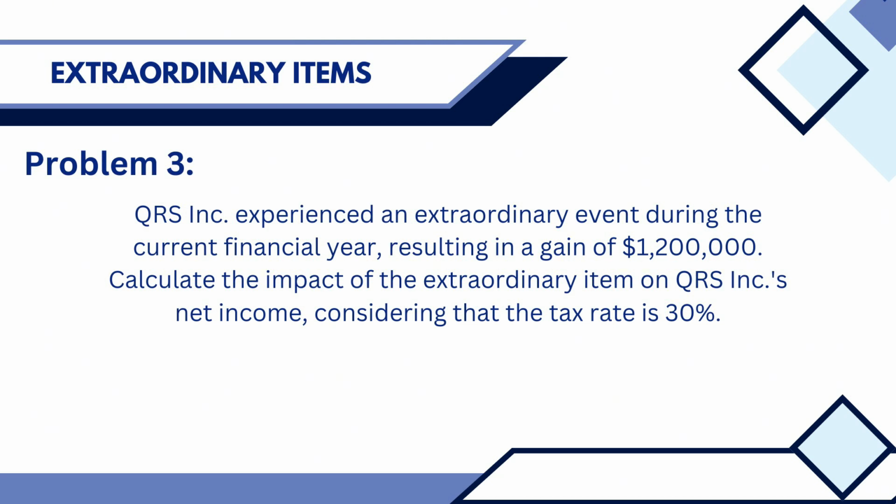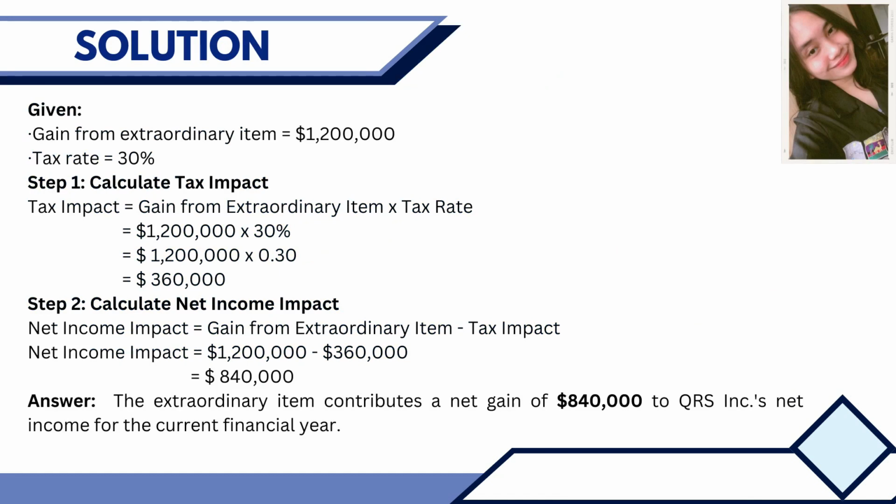Kira S Incorporation experienced an extraordinary event during the current financial year, resulting in a gain of $1,200,000. Calculate the impact of the extraordinary item on QRS Incorporation's net income, considering that the tax rate is 30%. Here's the solution. The givens are gain from extraordinary item is equal to $1,200,000 and tax rate is equal to 30%.